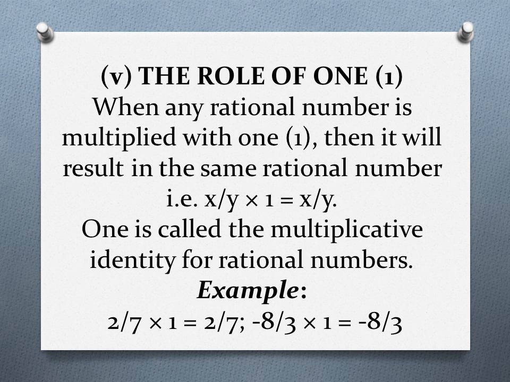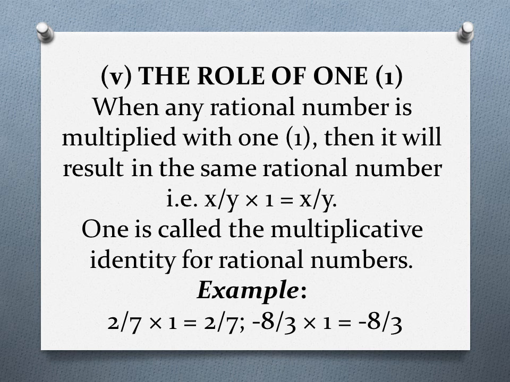Next is the role of 1. When any rational number is multiplied with 1, then it will result in the same rational number. So 1 is called the multiplicative identity for rational numbers. For example, a rational number like 2 by 7, when it is multiplied with 1, the result is 2 by 7 only. Some other rational number like minus 8 by 3, when we multiply it with 1, the result will be minus 8 by 3.